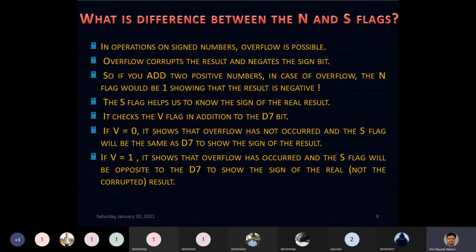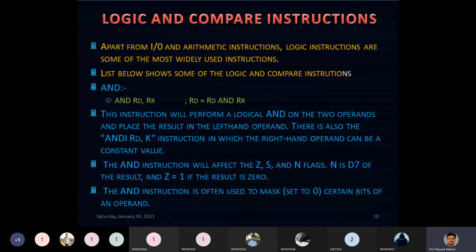Now with that, let us discuss some of the logical and compare instructions that are available in the AVR microcontroller. Apart from IO and arithmetic instructions, there are some logical instructions, and they are very widely used in programming. Some of the commonly used logical instructions are listed below. The first instruction is the AND instruction. The syntax is AND Rd, Rr, and the result would be stored in Rd. This instruction performs a logical AND on the two operands and places the result into the left operand. This is as simple as ANDing two numbers.